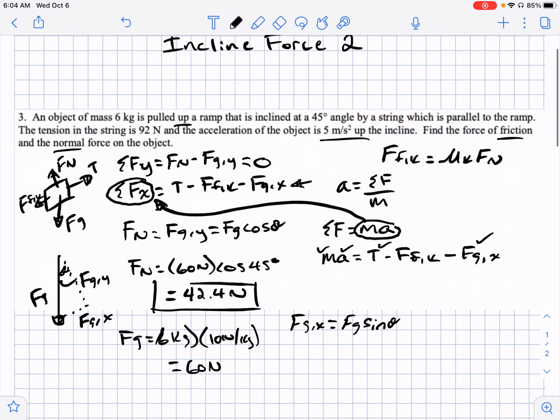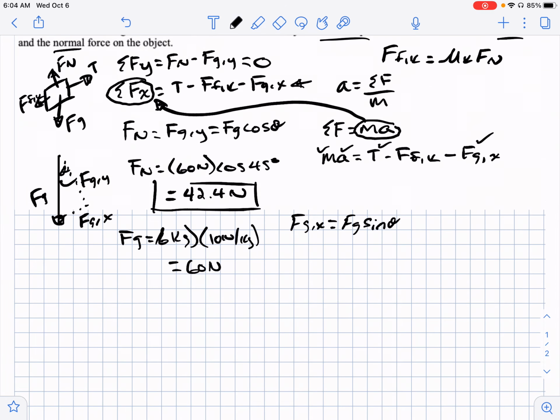And so I'll scroll this down here. That would give me your kinetic friction is going to equal tension minus FGX minus mass times acceleration. Now we can just plug in all our values.